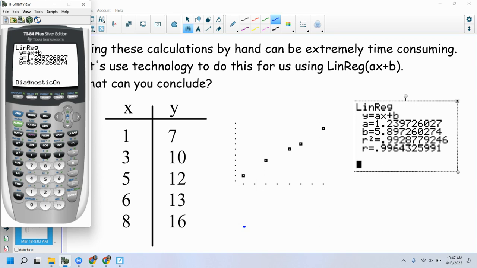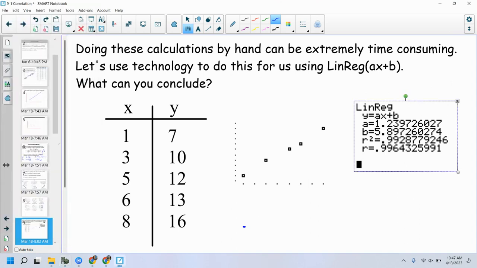I don't know why it's not defaulted to always be on. I think that's Enter twice, because now this is the program, and then you have to run the program. Okay, it's done now. If I go stat calc 4 again, now I have my R values back. So if you ever don't see it, just turn your diagnostic back on: second catalog, D for diagnostic on, run the program, and they should be there.